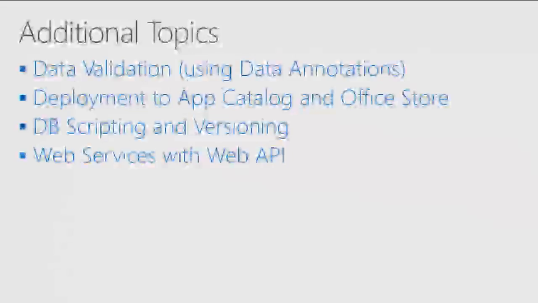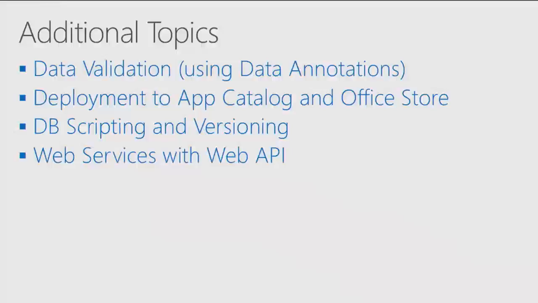So here are a few things that I didn't really have time for, but I encourage you to look into. Entity Framework does data validation using just little annotations. So actually, Visual Studio generated a little bit of this for us. You can decorate your model class with information about the data validation, and it will take care of that for you. Deployment to the app catalog and Office Store is really straightforward. Basically, you upload it to your enterprise app catalog. That's something else to look at. DB scripting I mentioned earlier. And the web API, again, is the next session.